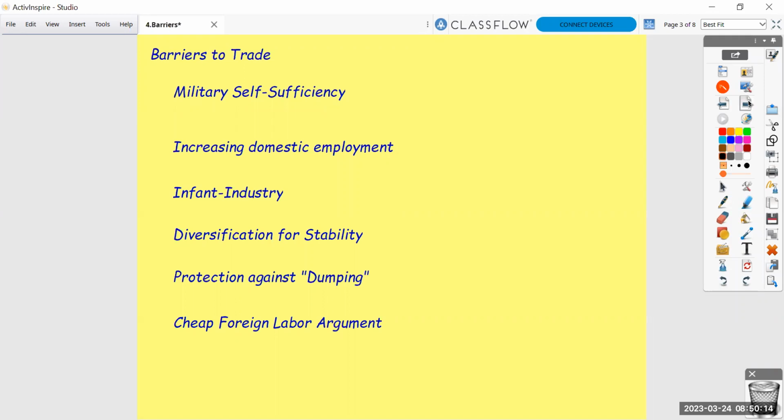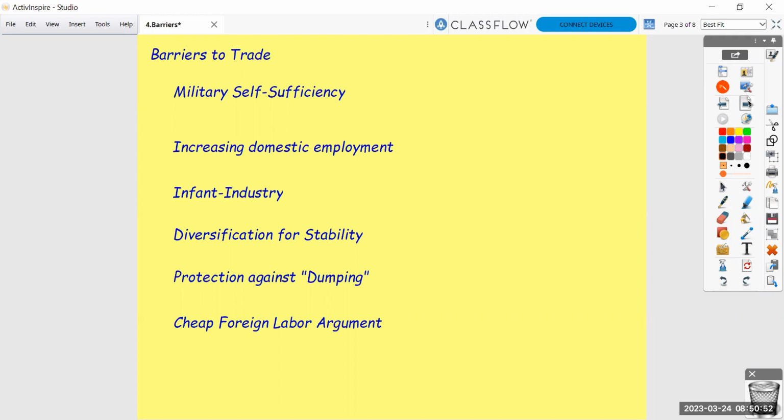One of them is military self-sufficiency. This is the idea that if we had to go to war, we wouldn't want anybody to know our military secrets and whatnot. The US government, in fact, has restrictions on who is allowed to help produce their military equipment. Another argument is to increase domestic employment. You saw that in my who benefits from the restrictions on trade: the domestic producers will produce more and therefore will be able to hire more workers.